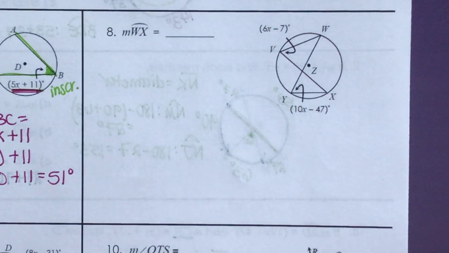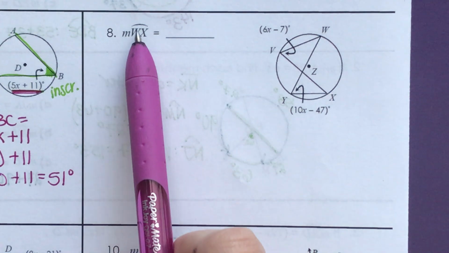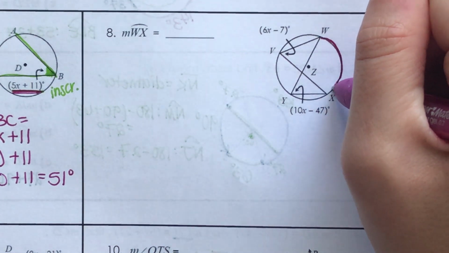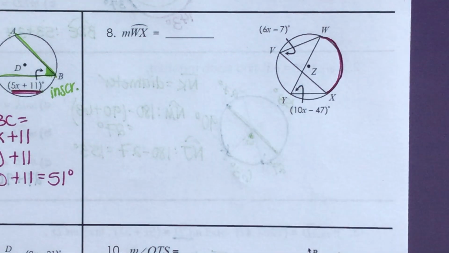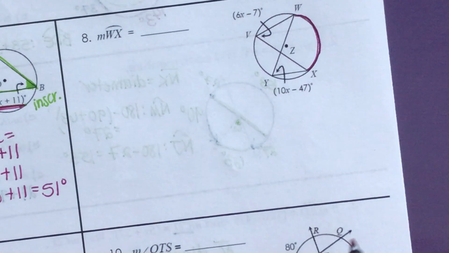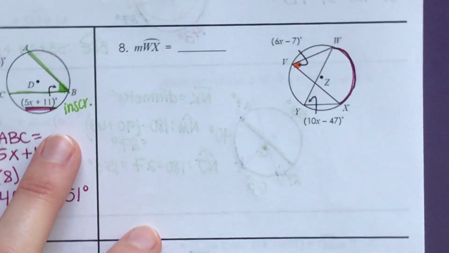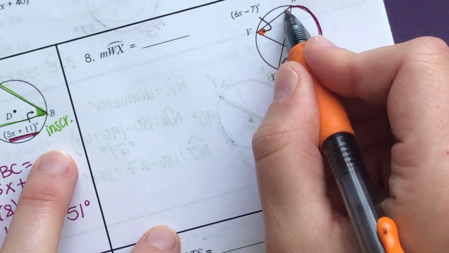Number 8. I want to find the measure of arc WX. So here is WX right here. Now, here's what you're noticing. You notice it kind of looks like two separate triangles almost. Well, this angle right here is an inscribed angle, and this is angle WVX.